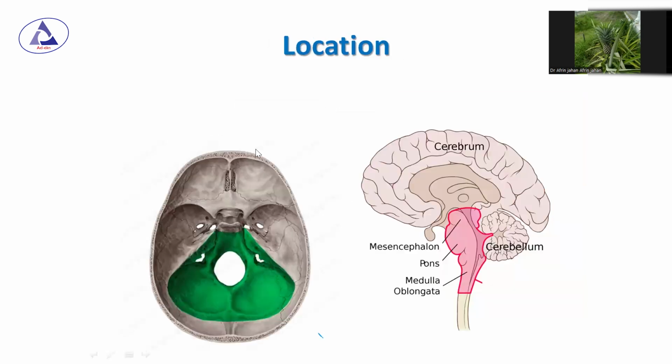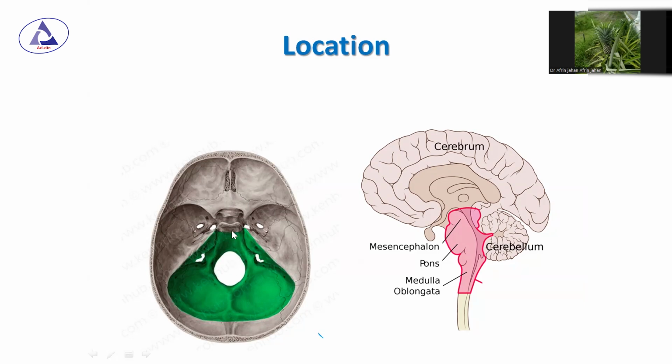Their location. The interior of this picture shows the interior of the cranial cavity. Our cranial cavity has three fossae: anterior cranial fossa lies anteriorly, posterior cranial fossa lies posteriorly, between them middle cranial fossa is located. This is foramen magnum. In front of the foramen magnum, clivus is present. This is clivus.